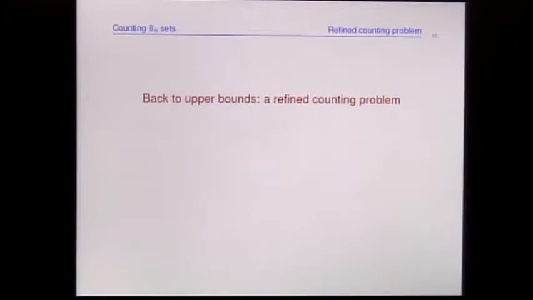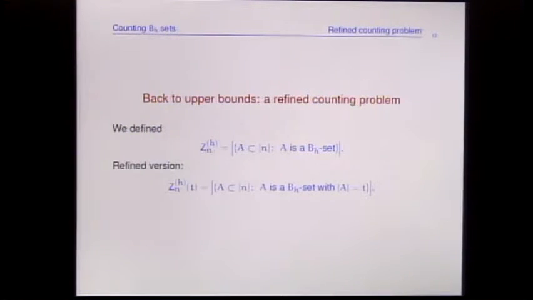Okay. Now, upper bounds, back to upper bounds. And I would like to do this in a more refined way, in the sense that instead of counting the total number of B_h sets, I will be interested in the slices. So this was the total number. I'm now interested in this function here, where there's some new parameter t, and t is the size of the B_h set I want. So I want to know how many t-element B_h sets there are in brackets n. And I want to do this for a range of t.